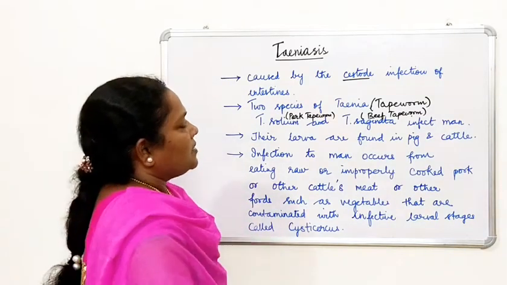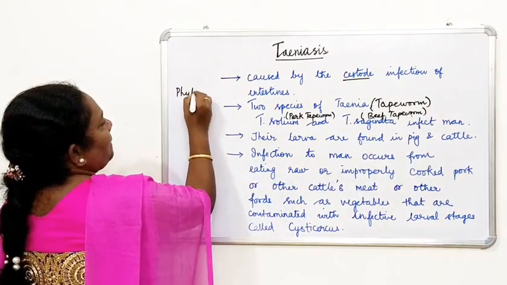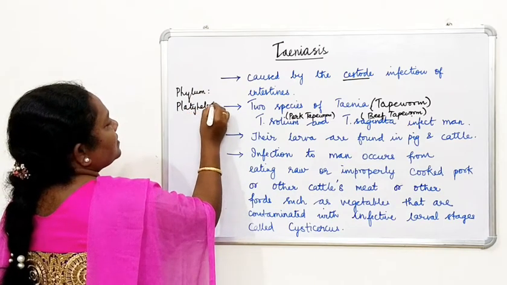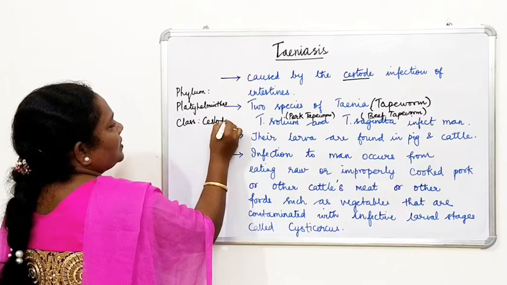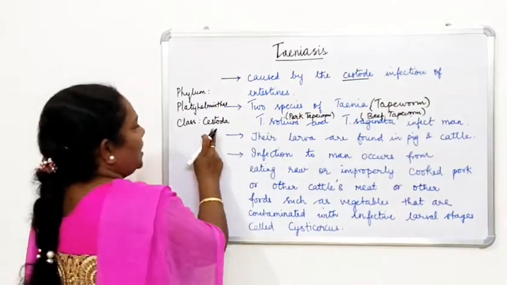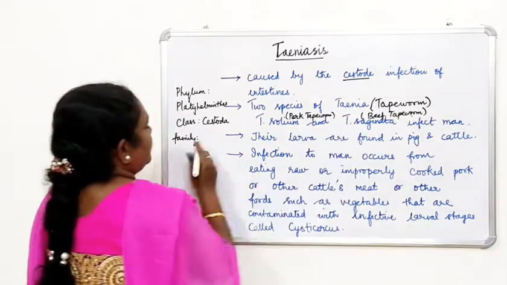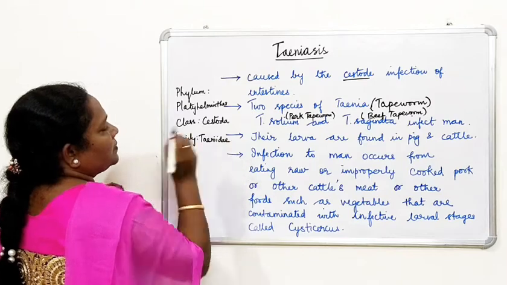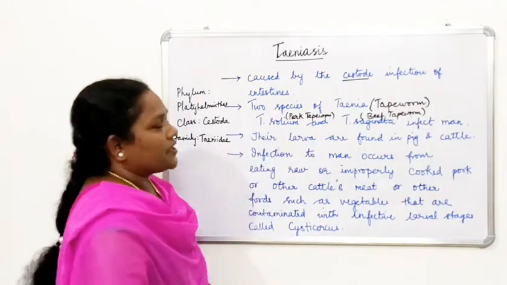And when you look at this tapeworm, it belongs to the phylum Platyhelminthes, and then class Cestoda. That is why you call this a cestode infection. So it comes under the class Cestoda, and the family Taeniidae, by the name Taenia. So you can remember it very easily. These are the two species of Taenia which cause infection in man.